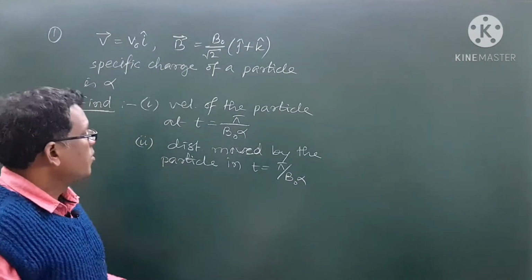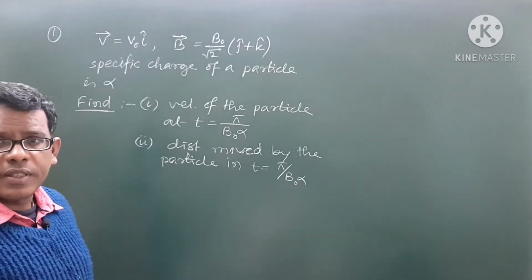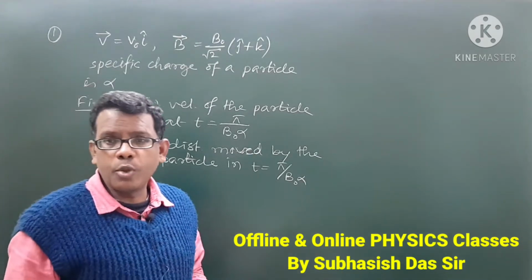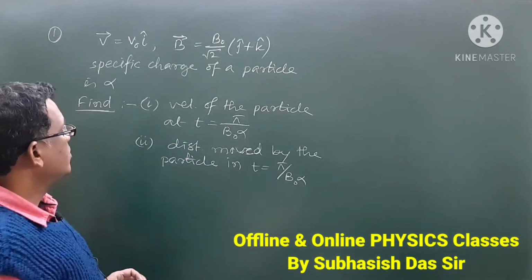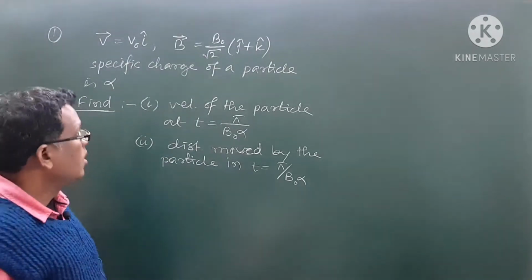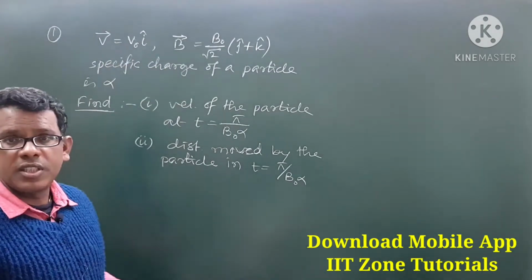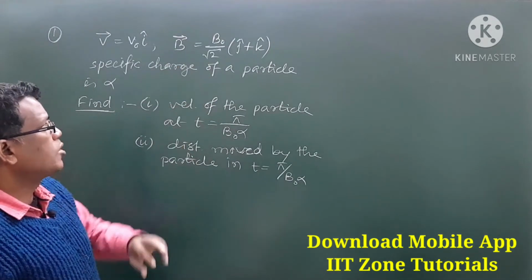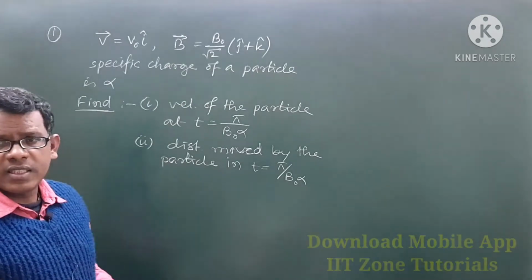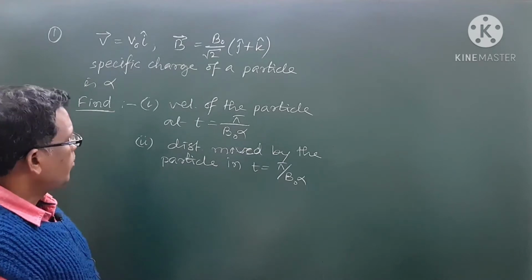That for a particle whose mass value and charge value is not given, but specific charge is given. You must be knowing about that. Specific charge is what? Q by m, charge per unit mass, that is given as alpha. So the particle is moving along the positive x direction with velocity v naught i, in the presence of a magnetic field which has two equal components, one along the y axis and the other along the z axis. So what will be the velocity of the particle?